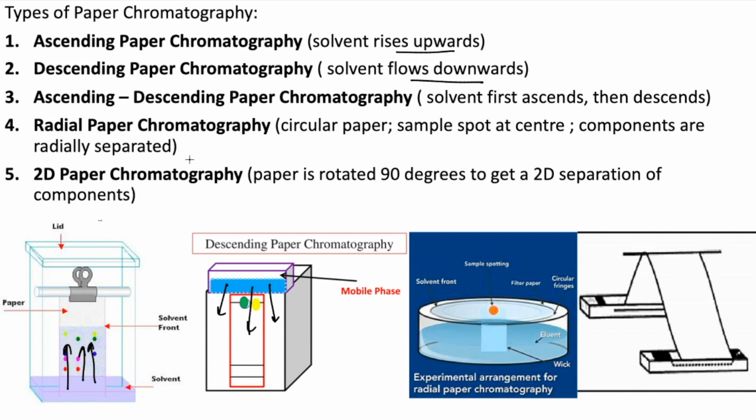And then you have ascending descending paper chromatography. Okay, so first it will ascend and then it will descend. So it is used when the flow of the fluid is very fast. Radial paper chromatography is the circular paper. Sample spot is at the center. Just like this, you can see the sample spot is at the center, and the components are radially separated. So here the separation will be linear, that means the layers will be separated like this, but here the layers will be separated in the form of circular rings around the spot. And in 2D paper chromatography, the paper is rotated by 90 degrees to get a 2D separation of the components.